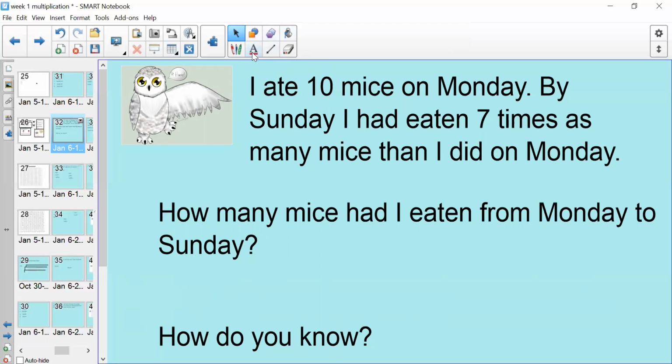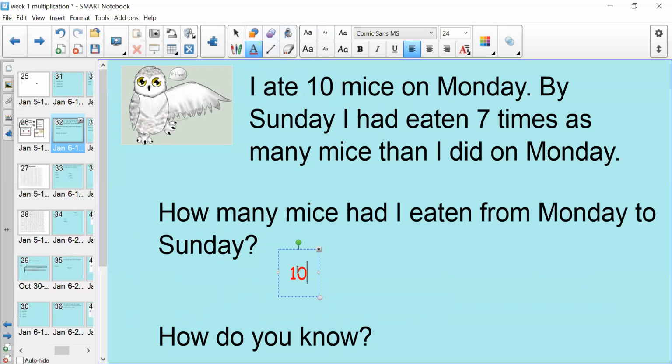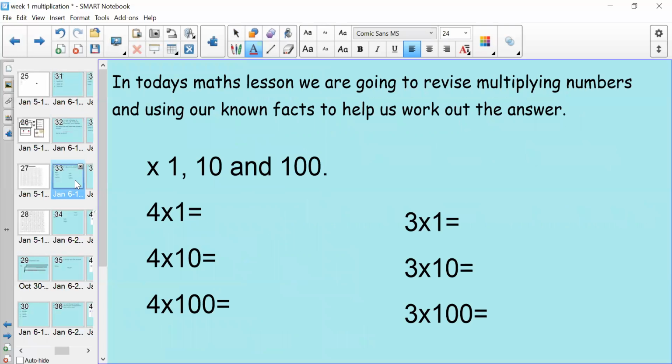Okay, so I would have looked at the two numbers that were given. So we were given the number 10 and we were given the number 7. And we know that he's eaten 7 times. So this word times is a big clue that we have to multiply these two numbers together. So 10 times 7 is 70. Therefore, he had eaten 70 mice. Okay, perfect.